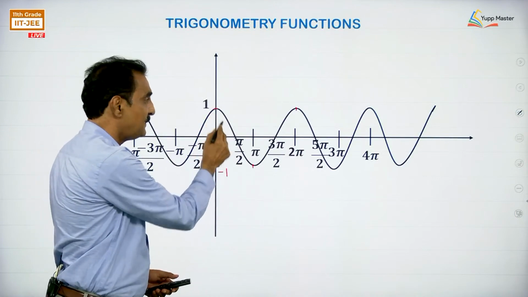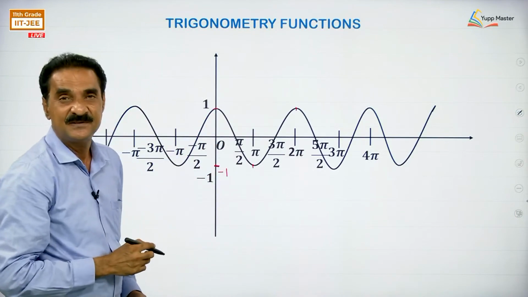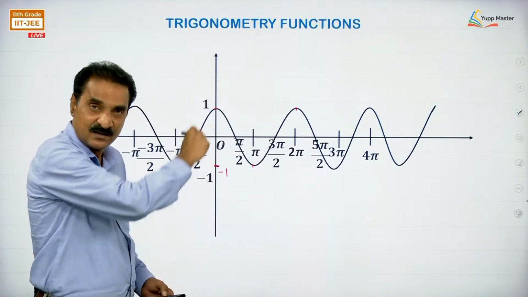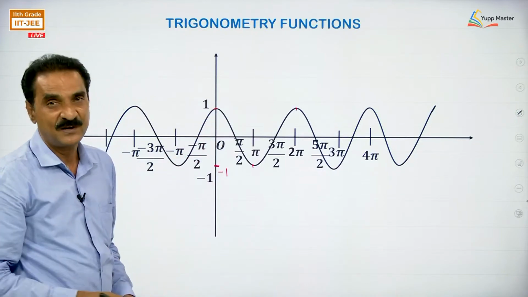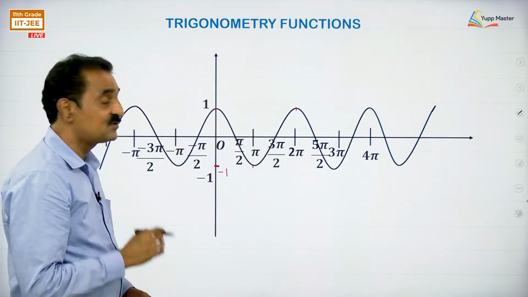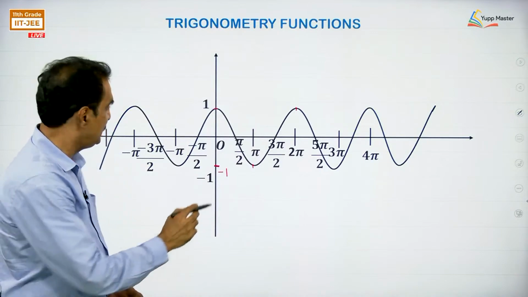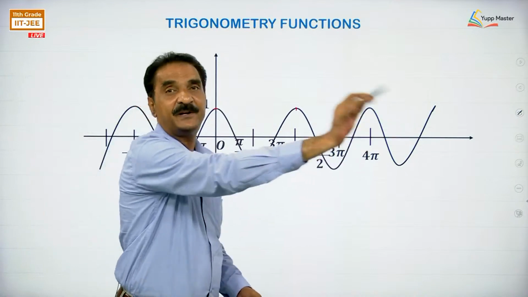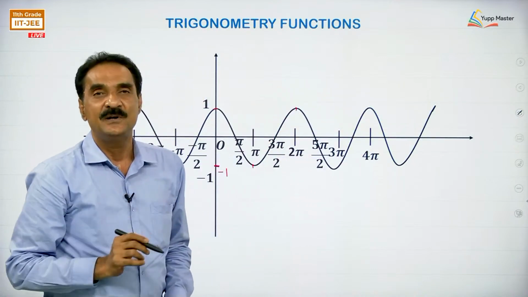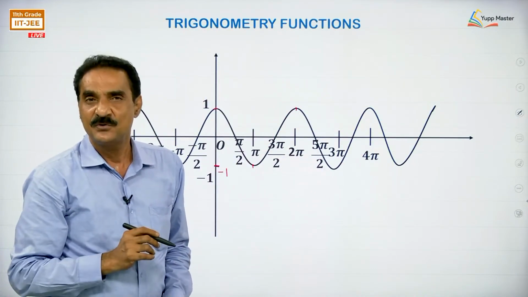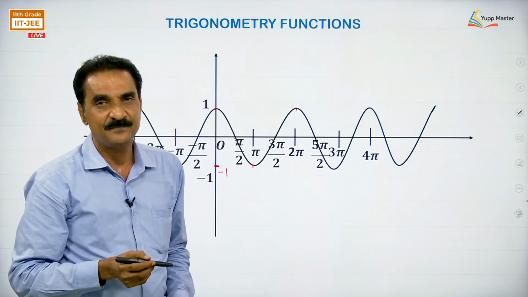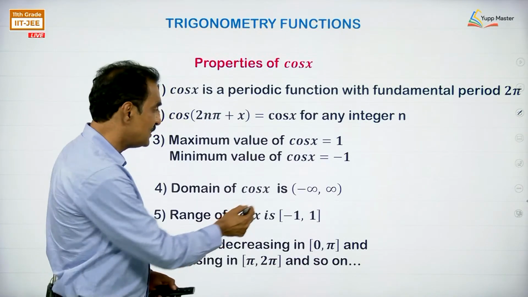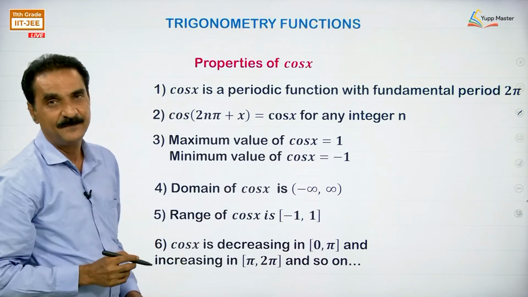from the graph. Maximum is 1, minimum is minus 1. It always oscillates between minus 1 and plus 1. Next is domain of cos x. You can see that this graph can be drawn from minus infinity to plus infinity. So, x can be any real number. So, the domain is all real values.